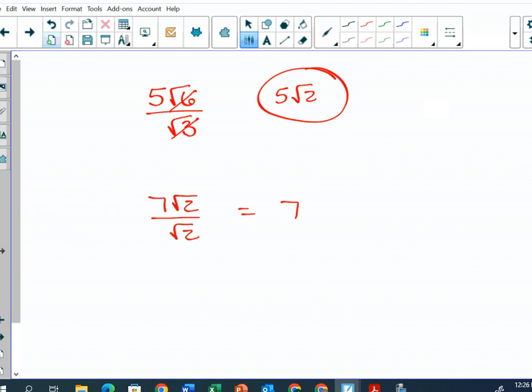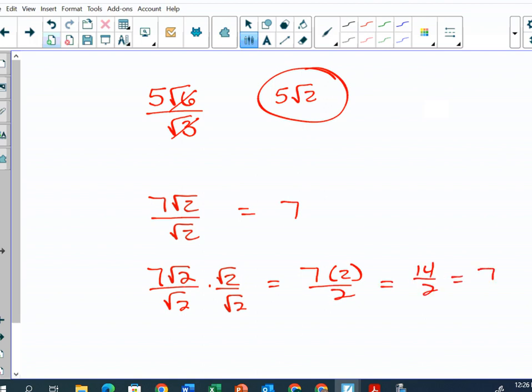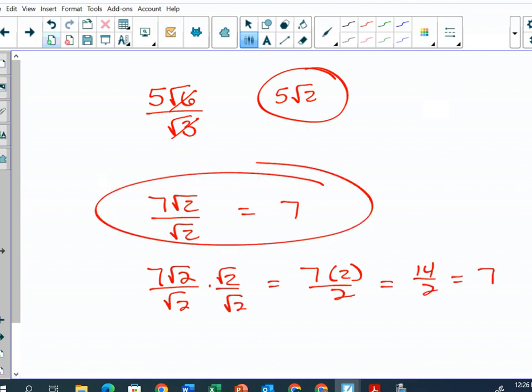7. You can get the same thing by rationalizing. You're just making more work for yourself, which I don't recommend. So now you've got 7 times 2 over 2. You have 14 over 2. You have 7. I would just do it that way.